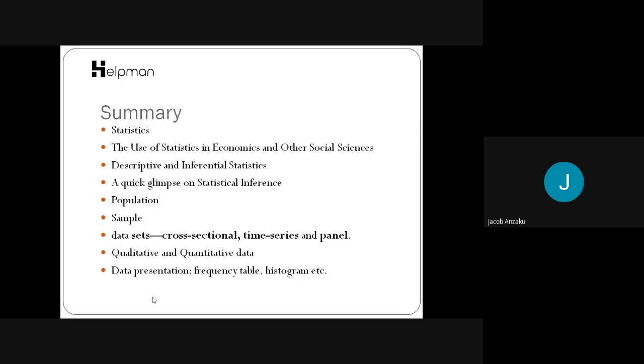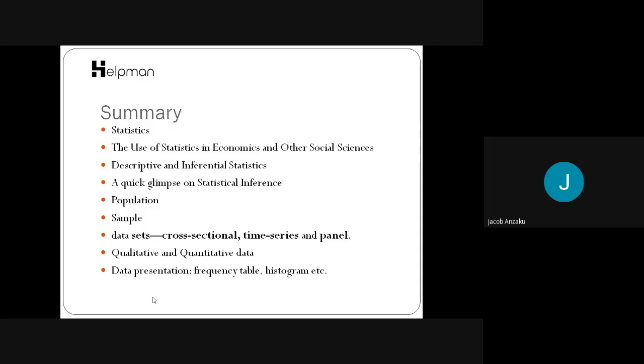We said that an example of qualitative data is a yes or a no, a male or a female, whereas quantitative data is a specific value, like the value of, let's say, GDP, given, let's say, in billions of naira, and so on and so forth.